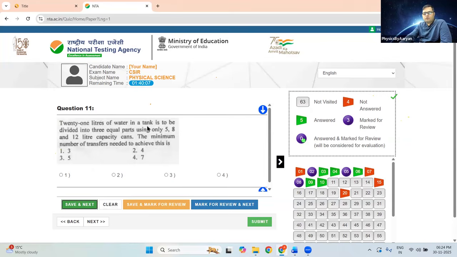20 liter of water in a tank is to be divided into 3 equal parts using only 5, 8 and 12 liter containers. What is the minimum number of transfers needed to achieve this? Again, this is a question which you can think about now, and if it takes more than 30-40 seconds for something to come to mind, that is okay. By using 5, 8 and 12 liter, I have to divide the 20 liter of water into 3 equal parts. How can I do it, how many transfers do I have to make?